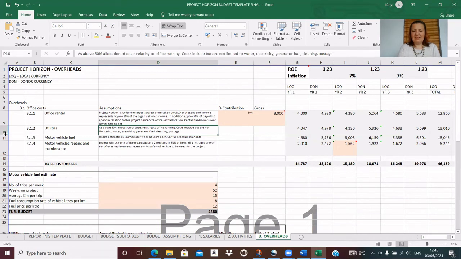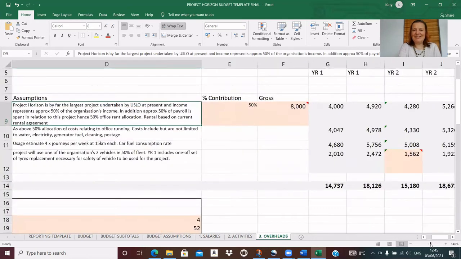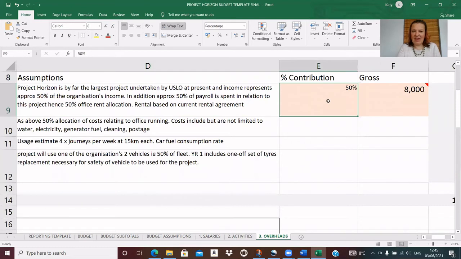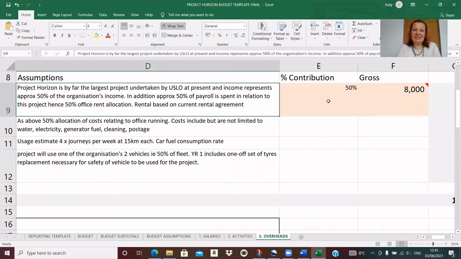So the overheads budget follows the same basic principles. I've just added in a few extra calculations, which I'll show you now. So on office rental, you'll see here that I have gone to town on justifying the percentage contribution for overheads for this project. So I've said in this case that Project Horizon is by far the largest project undertaken by Oslo, which is the name of our organisation in this example.